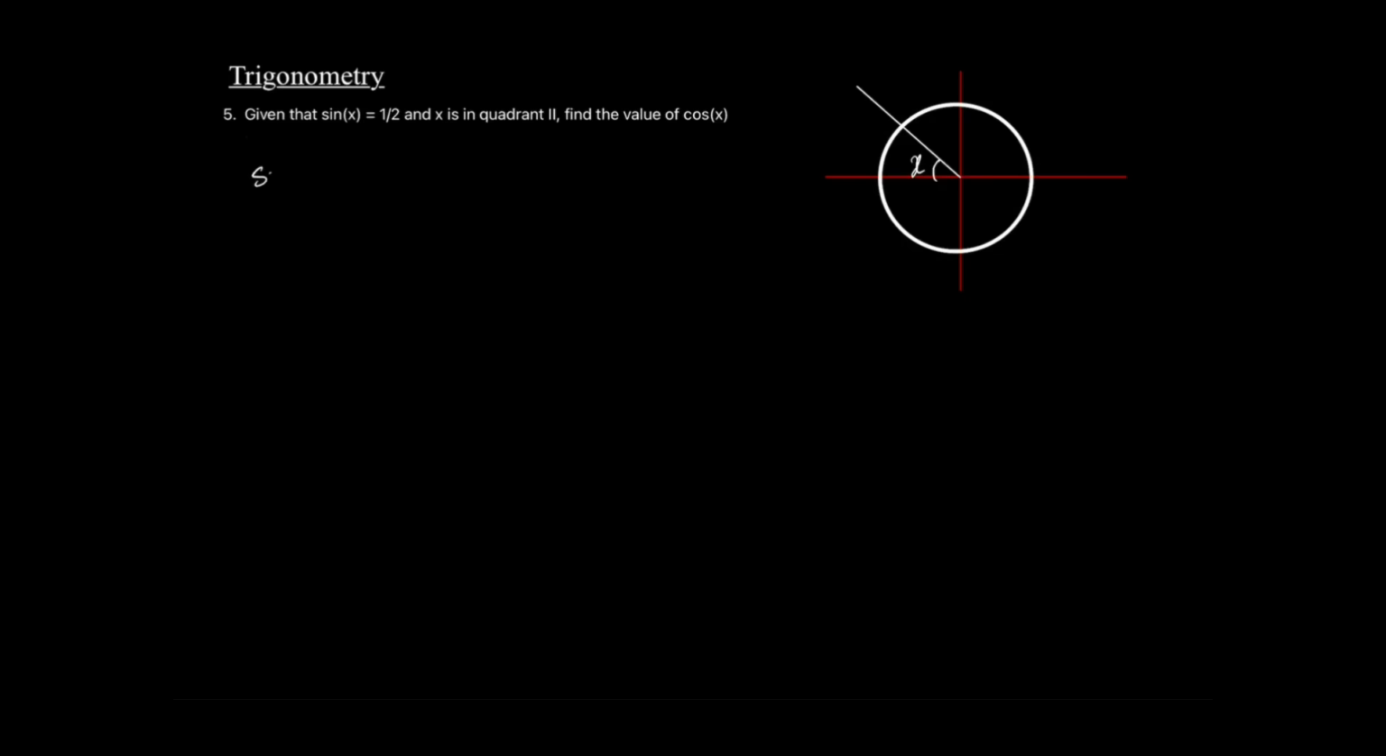Sine equals opposite over hypotenuse, which is equal to 1/2. So, if you come up to a unit circle, we could obtain a right angle triangle by drawing a vertical line that will be perpendicular to the horizontal axis. Hence, we'll now have this.